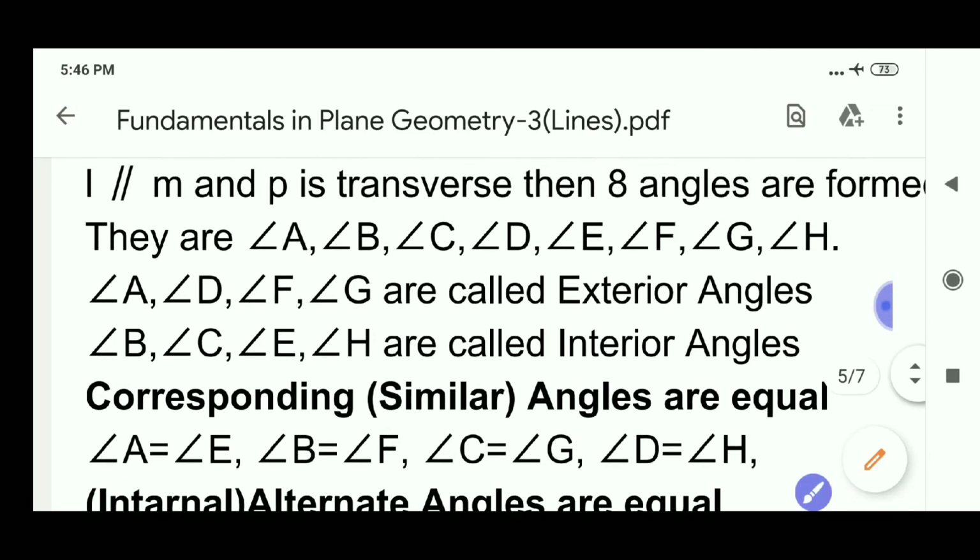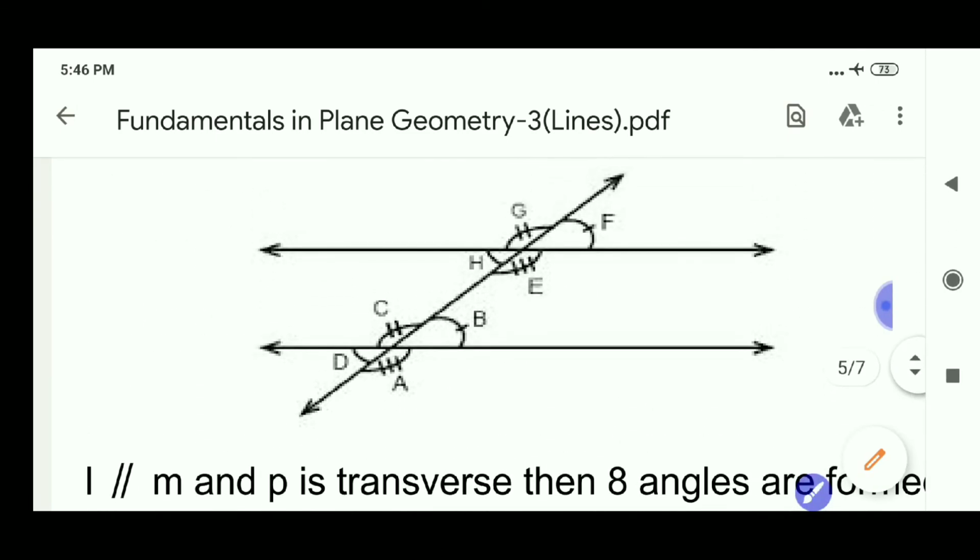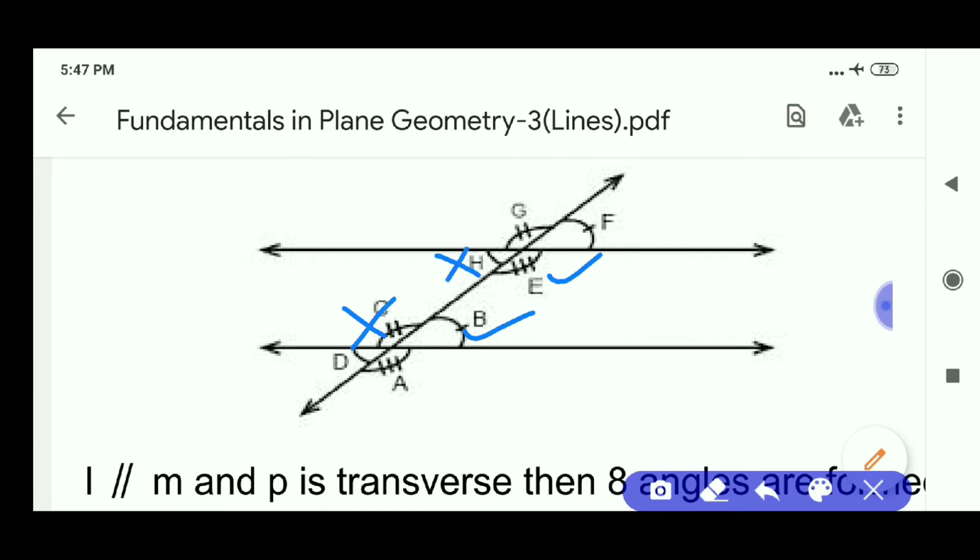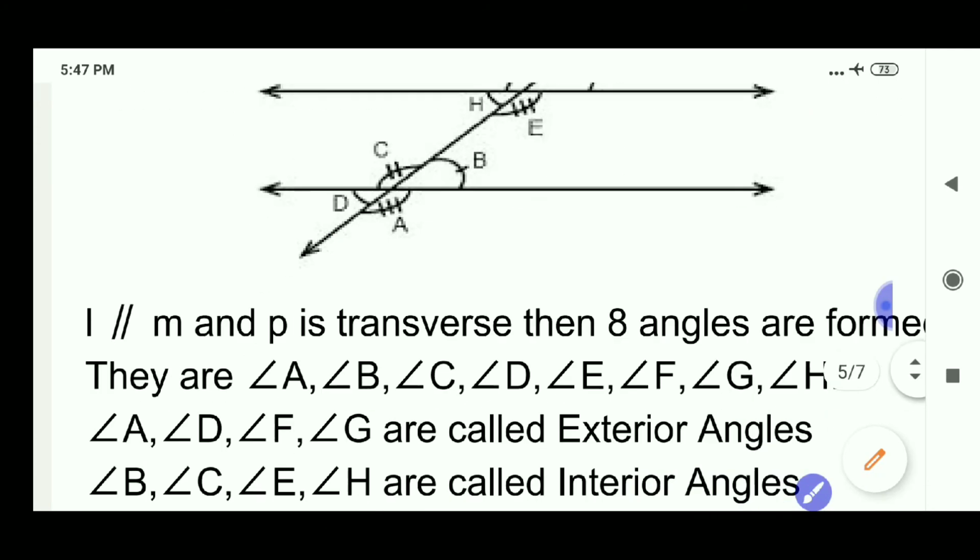That means interior angles on the same side of the transversal, same side, B and E, are supplementary. That means angle B plus angle E is 180. Similarly, angle C plus angle H is also 180.